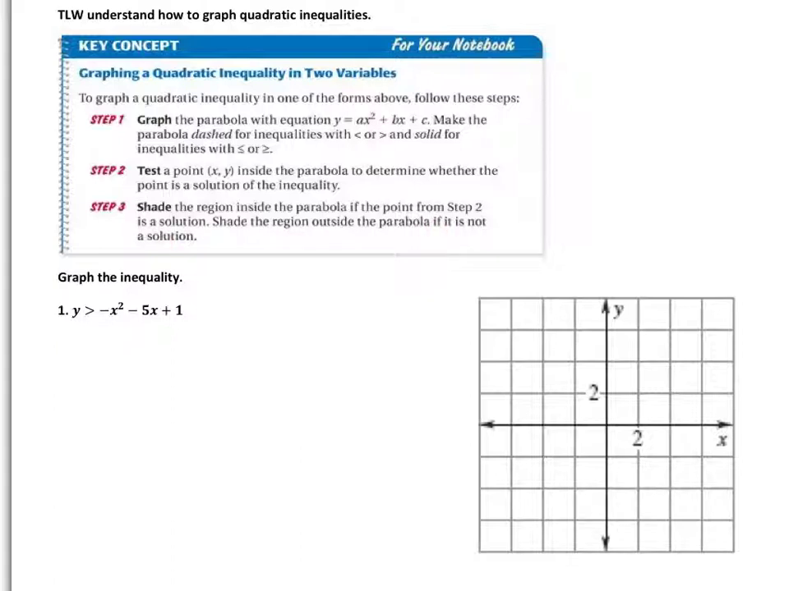Okay. So step 1. Well, look, dashed or solid. This is going to be dashed. Now it says set it equal, so change it to y equals negative x squared minus 5x plus 1.